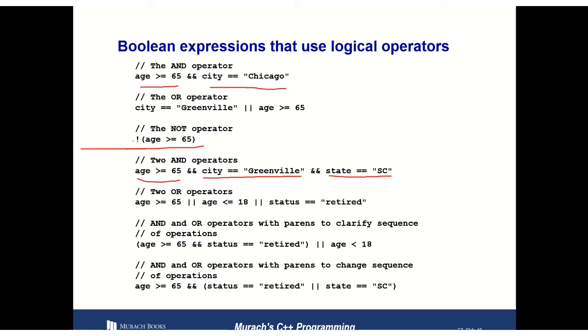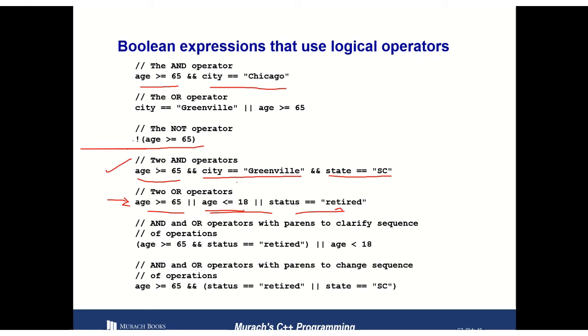Now you can have two OR operators like age greater than or equal to 65 or age less than or equal to 18, or status equals retired. So can you tell me, here, let's say the city is not Greenville, what is going to happen? This expression will be evaluated to be false, right? But here in this expression, if the age is 55, the first clause is false, but the second clause is valid. And the third clause doesn't matter. I mean, if one of the clauses is valid, then it will move forward following this block.